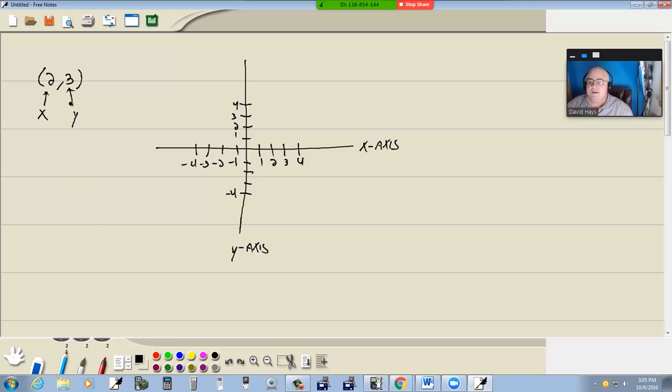Now when we want to plot the point (2, 3), we go to the intersection. It's kind of like that old game Battleship, where you look at the intersection of 2 on the X-axis and the intersection of 3 on the Y-axis, and where they intersect is your point. So that point right there would be (2, 3).